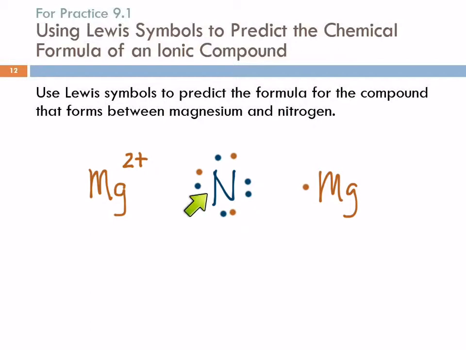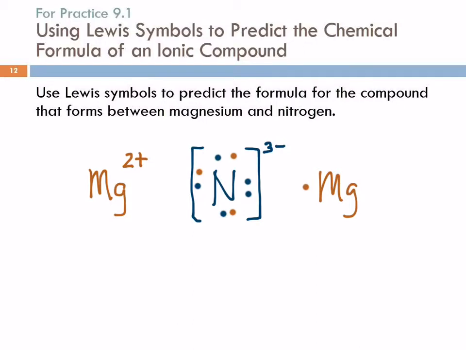Now, is the nitrogen happy? Yeah, he's good. What charge does this nitrogen have? Say it louder. 3 minus, right? It gained 3 electrons. That's why I wanted to use a different color. It gained 3 electrons, and so it has a 3 minus charge. It's good. Is this magnesium happy?